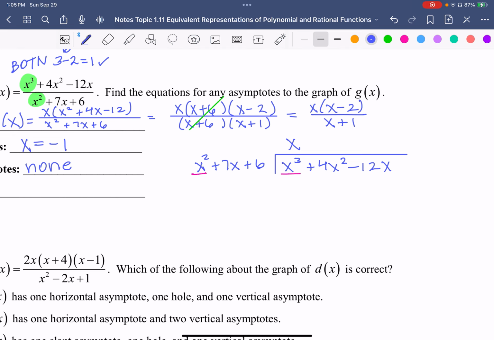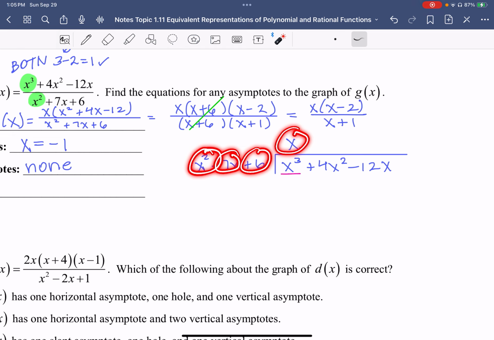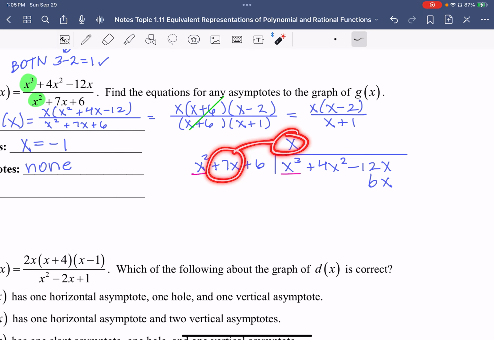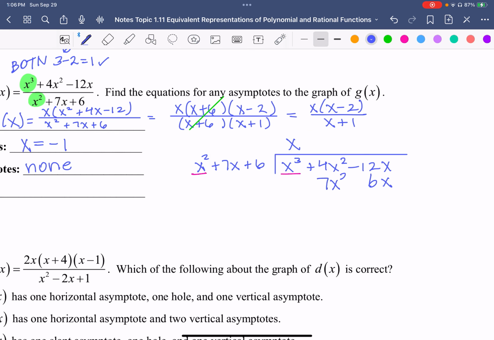Okay, so now I'm going to multiply this x by each of these terms. This time we have 3. Starting with 6, okay? X times 6 is 6x. I'm going to line that up with the other term that only has one x. X times 7x is 7x squared. X times x squared is x cubed.